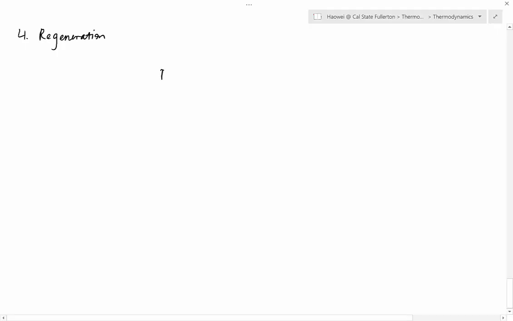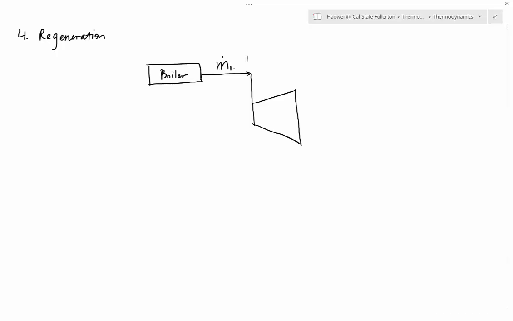First of all, we still have a boiler. That's where the water gains heat. We call the exit number 1. And then 1 to 2 still the same as before. You will go through a steam turbine. The mass flow rate here is m dot 1. Now all of the superheated water vapor will go through only part of the turbine. For example, here we call number 2, 1 to 2, going through part of the turbine.